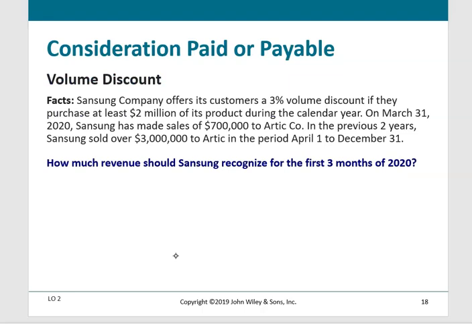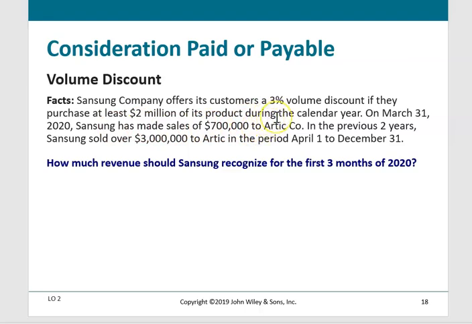Samsung Company offers its customers a 3% volume discount if they purchase at least $2 million of its product during the calendar year. On March 31st, 2020, Samsung has made sales of $700,000 to Arctic Company. In the previous 2 years, Samsung sold over $3 million to Arctic in the period April 1st through December 31st. The question is, how much revenue should Samsung recognize for the first 3 months of 2020? So the issue here is we don't know. The customer can take advantage of this discount if the customer ends up buying at least $2 million. By March 31st, sales have only been $700,000.